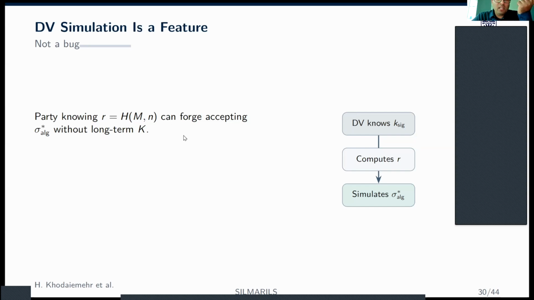So that's actually a nice feature. The parties that know R can forge accepting signatures, but other people cannot do that, and also cannot tell the difference between these two scenarios, that this signature is generated by a simulator or by a real person.